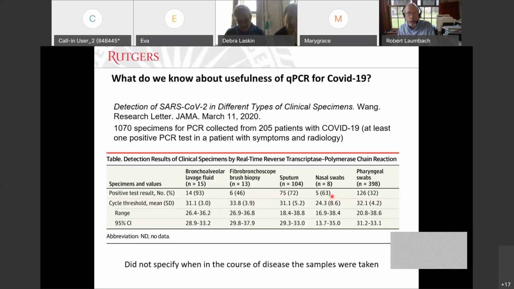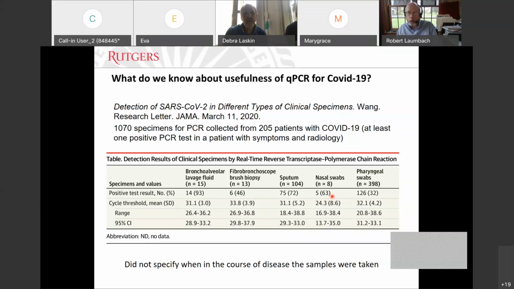This was published in JAMA March 11th. So they looked at over 1,000 specimens for PCR that were collected from 205 patients. So these are repeated samples tested by PCR. And these patients all had to have at least one positive PCR in order to be considered to have COVID-19.